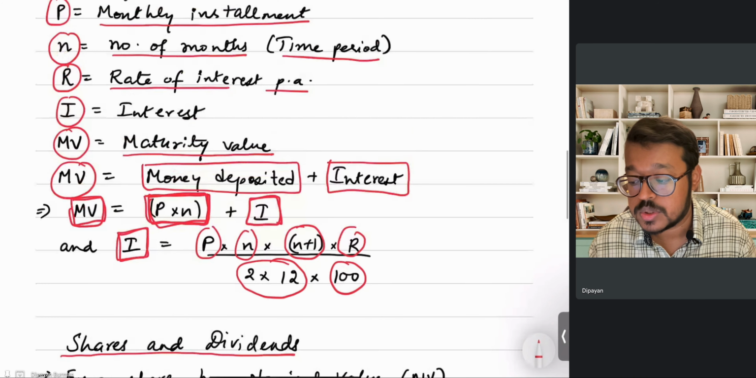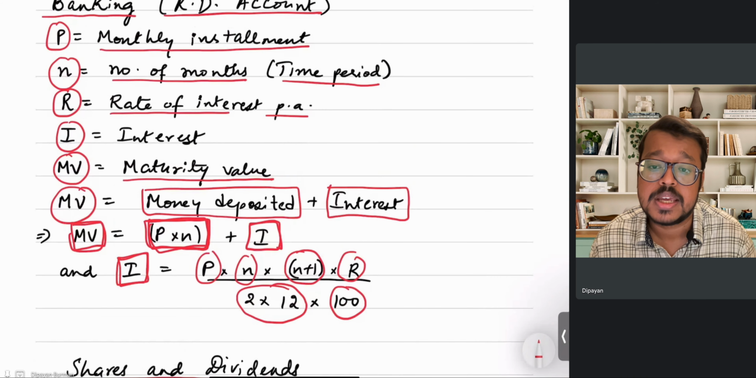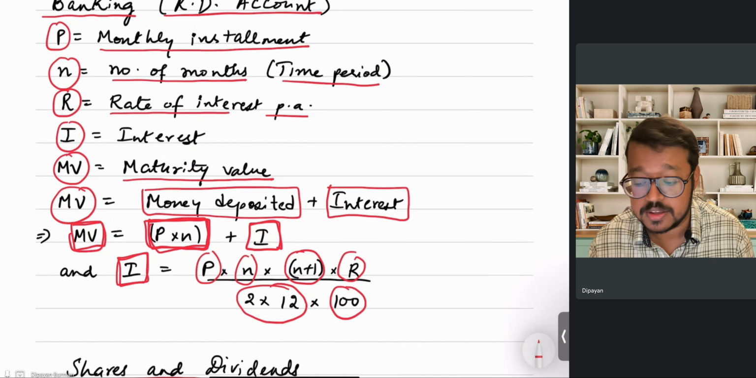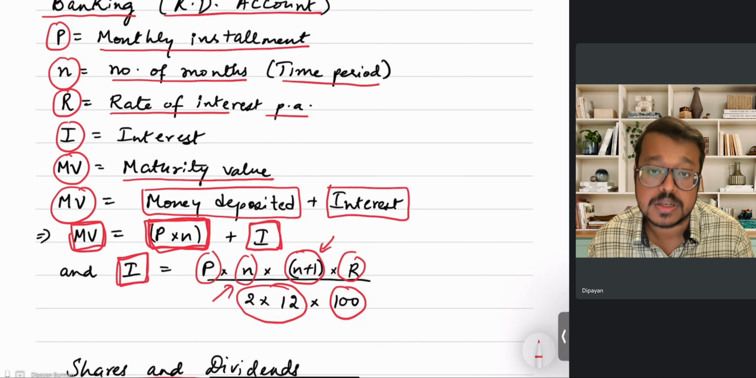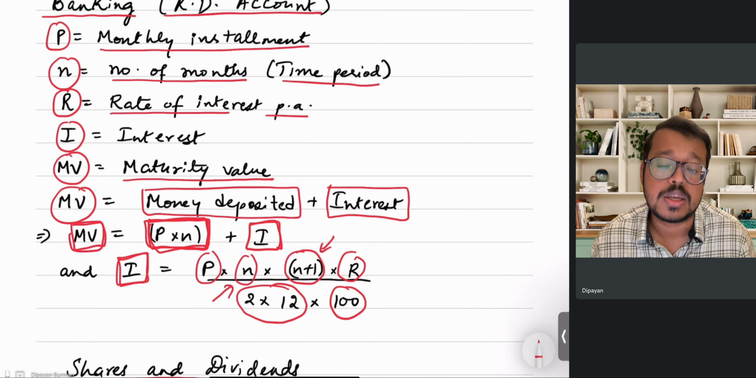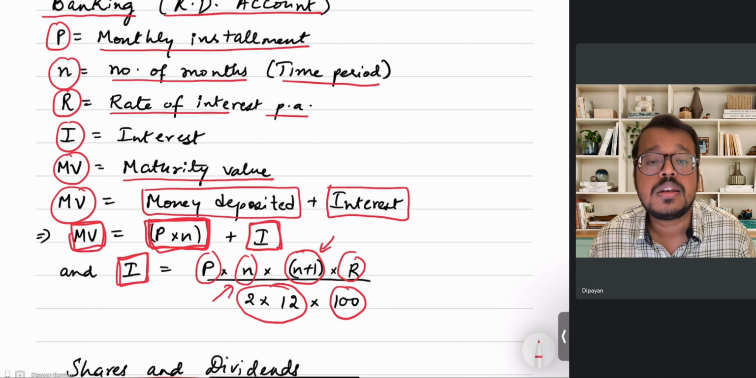In one situation where the number of months, the n value, is unknown, if you look at the formula, there is n multiplied by n plus 1. So you will get an n square term and that will give a quadratic equation. So you have to solve that as a quadratic equation and then find out what will be the number of months.